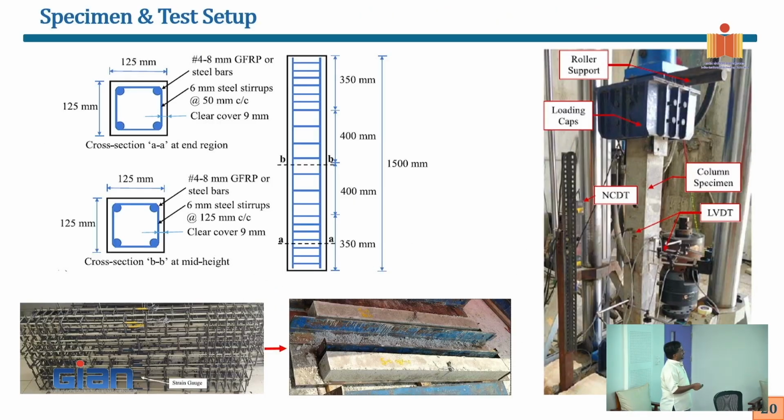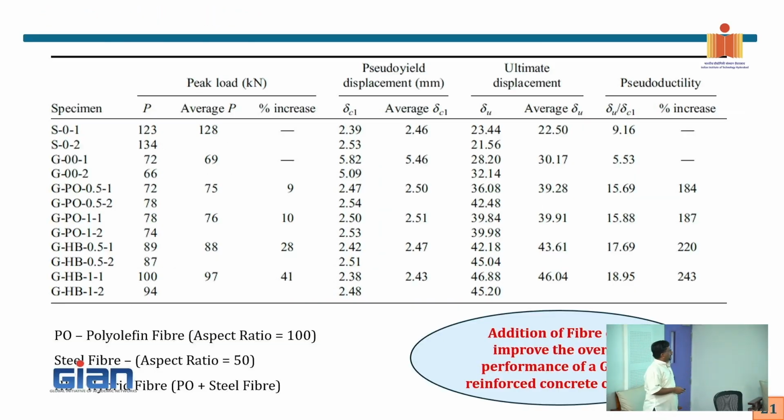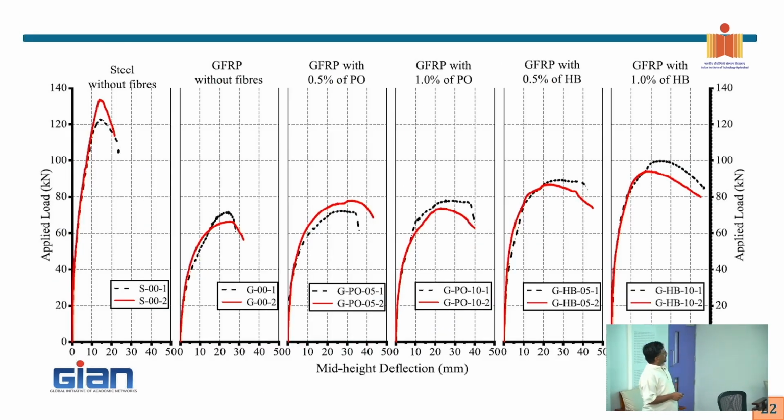And then we looked at slender columns. Again, we talked about slender columns, but we cannot test a very large size column because of height limitations. So we looked at all those things. Overall, we said the addition of fibers improves the performance of GFRP RC columns. We looked at different fiber combinations, and you can look at our research papers if you need more details. Because of lack of time, I'll just have to skip.